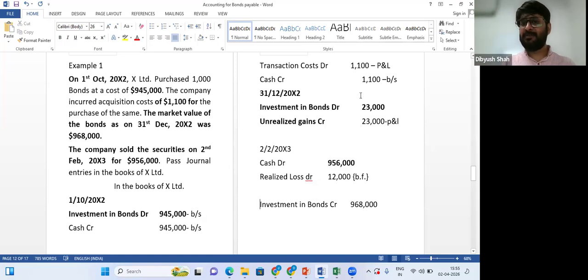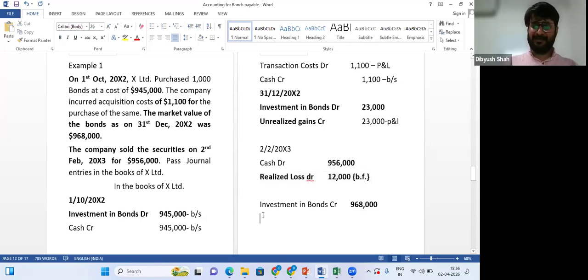So the asset will now not be recorded at 956. The value has become 968. So 968 credit. And the difference is a loss, a realized loss. Because now you have sold the security, so it's no longer unrealized, it's realized.